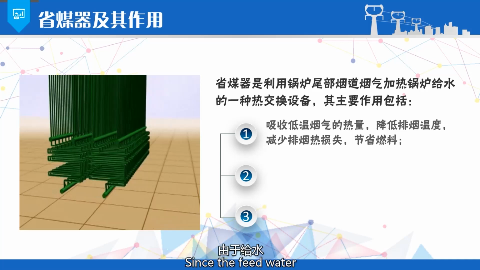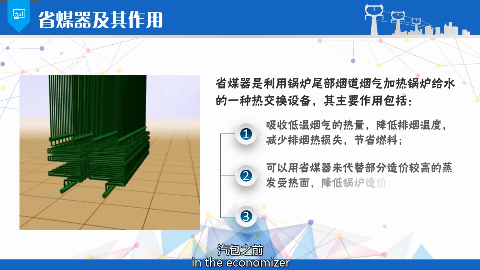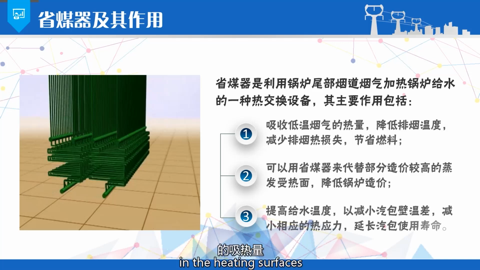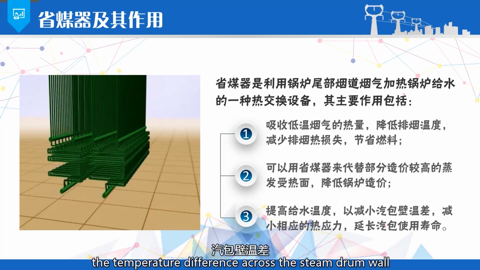Second, since the feed water is preheated in the economizer before entering the steam drum, this reduces the amount of heat the feed water absorbs in the heating surfaces, allowing the economizer to replace some of the more expensive evaporation heating surfaces, thereby lowering the cost of the boiler. Third, raising the temperature of the feed water reduces the temperature differences across the steam drum wall, decreasing the corresponding thermal stress and extending the service life of the steam drum.